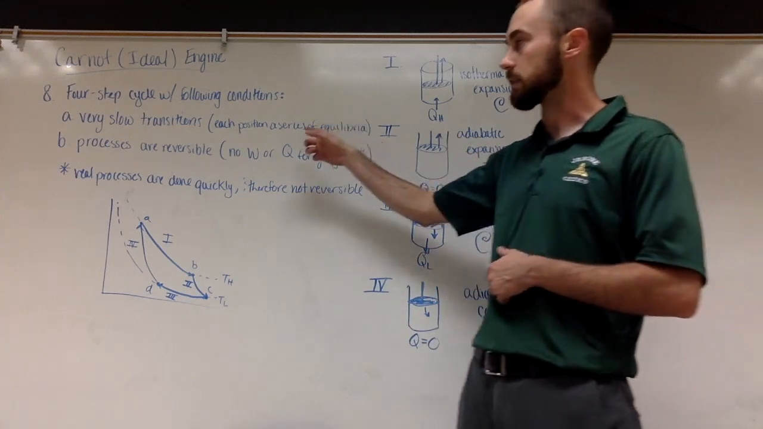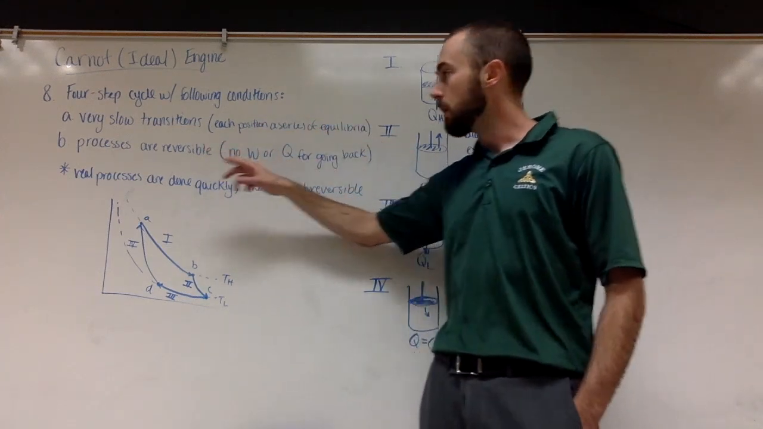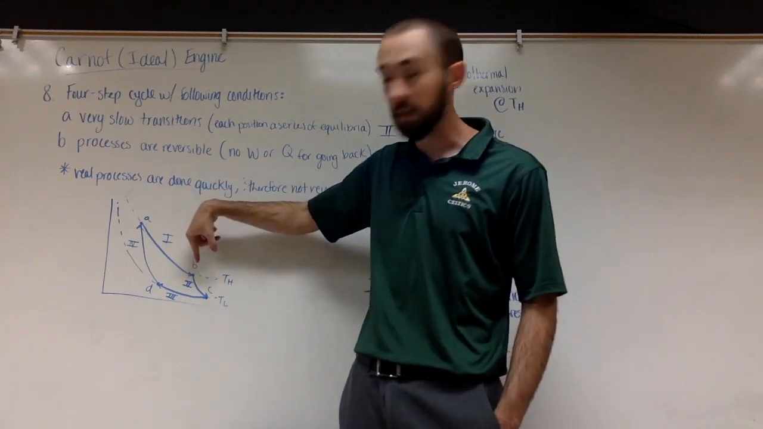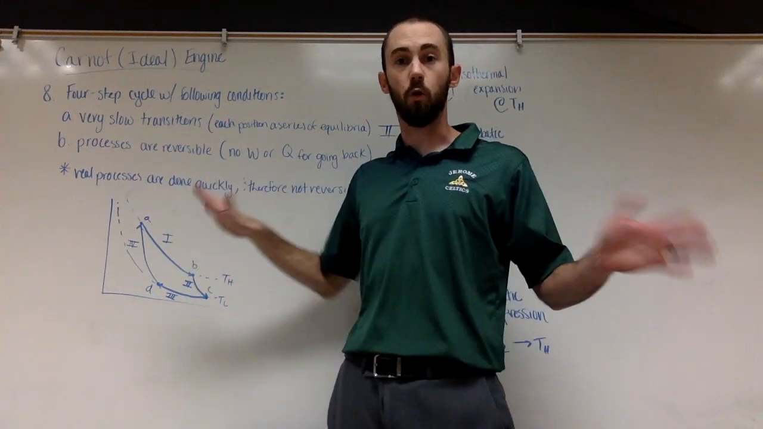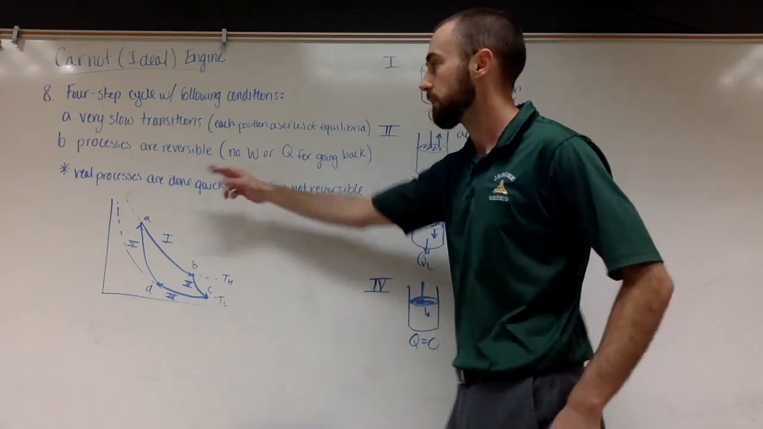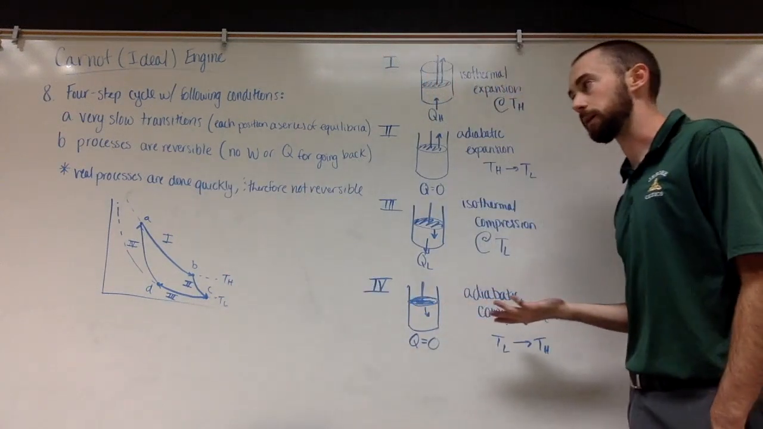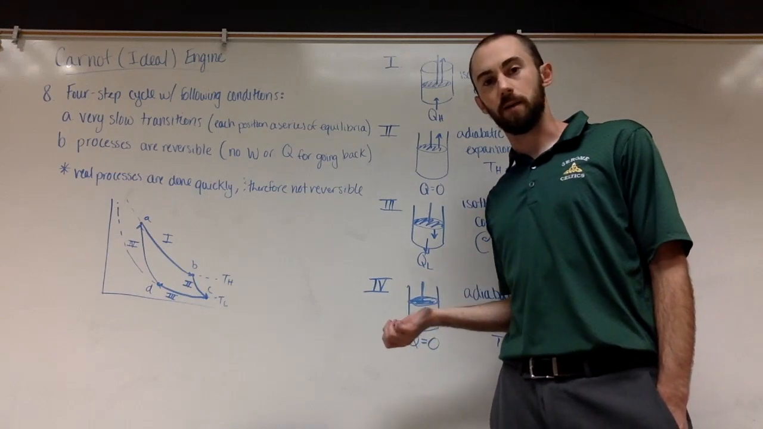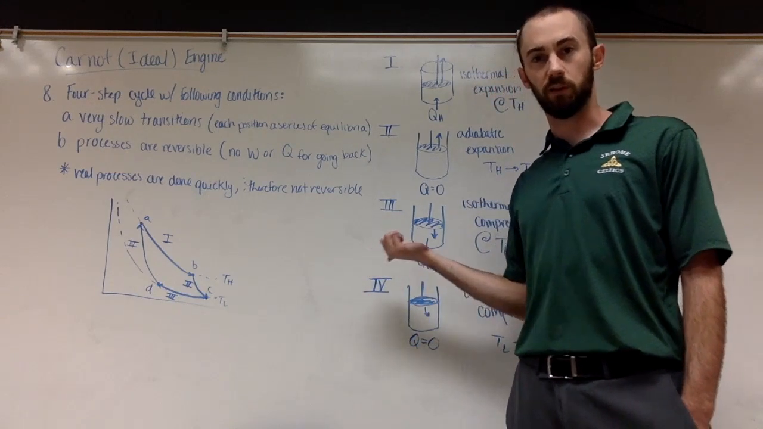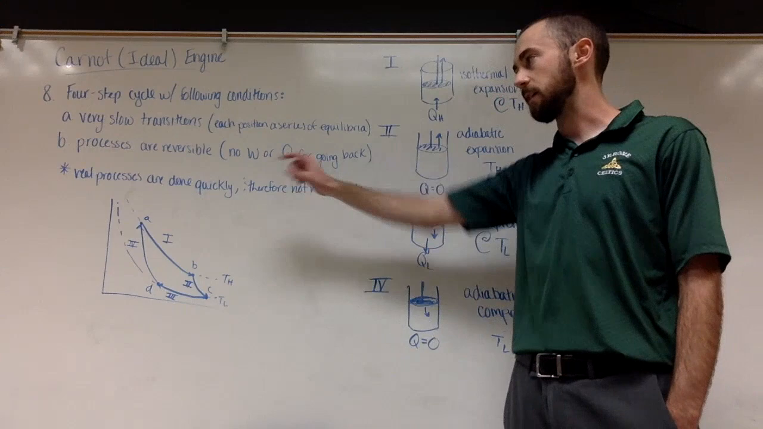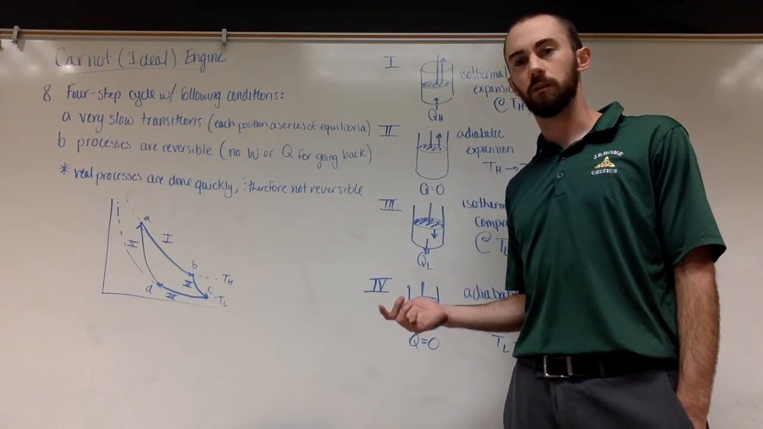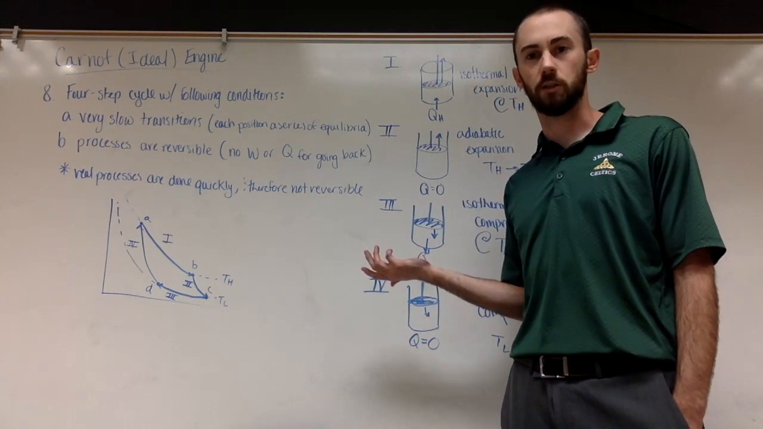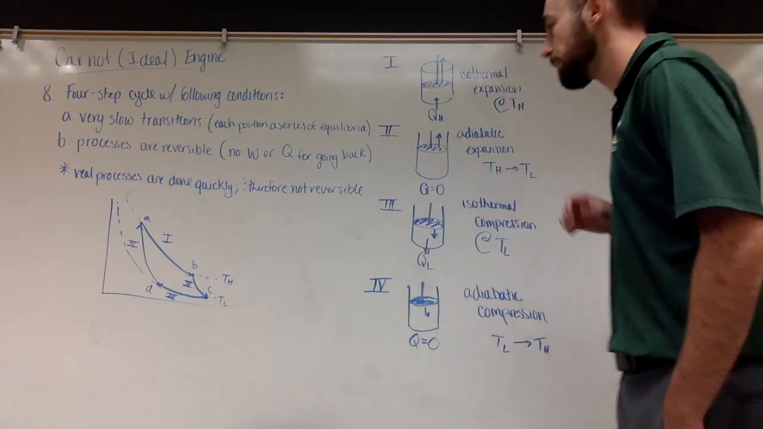And the other one is that because of it, your process has to be reversible. So if I go from A to B, I should be able to go back from B to A and no energy would be lost. Now, real life processes have to be done a lot quicker, and therefore they're not reversible. So a true ideal engine is not possible, but a Carnot engine that's built like this, using slightly faster than ideal transitions, is going to give you as close to an ideal engine as you can get.